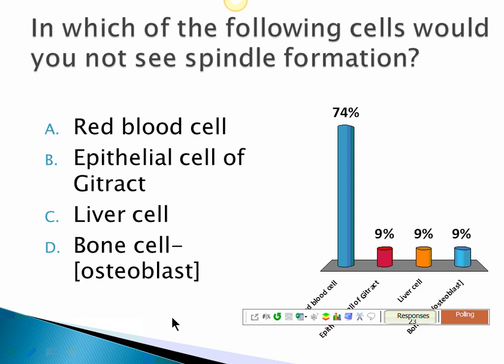And the reason is you all know for sure that red blood cell doesn't have a nucleus, right? So there is no division going on there, no nuclear division. So no mitotic spindle. All of the other cells, epithelial cells regenerate very rapidly. Liver cells and bone cells, they both have nuclei. So you know for certain that red blood cell doesn't have a nucleus, so no mitosis is going to take place in that, so no spindle formation.